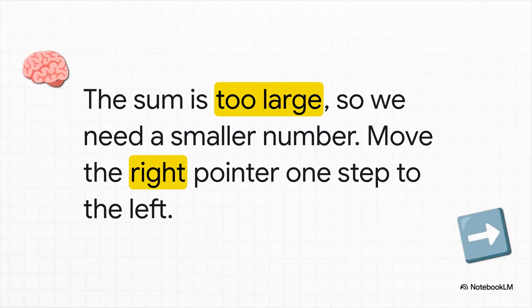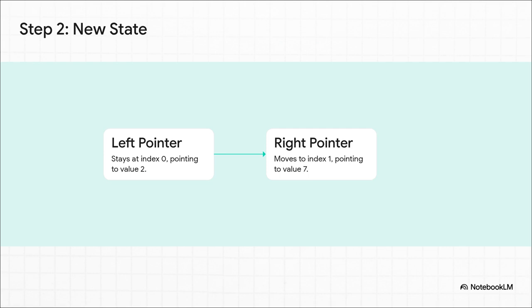So what's the move? This is the crucial part. Because the array is sorted, we know that to make our sum smaller, we have to get rid of the biggest number we're currently looking at. That means we have to move our right pointer one step inward to the left. And that brings us to our new setup. The left pointer stays right where it is, at index 0. But the right pointer has now moved to index 1, and it's pointing at the value 7.